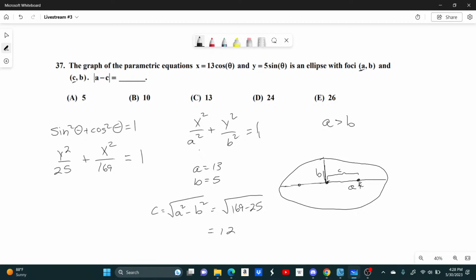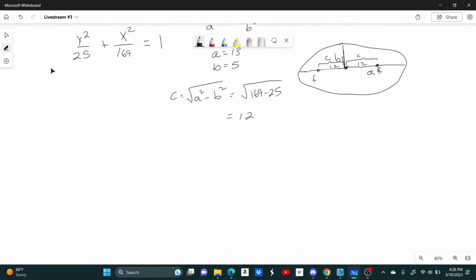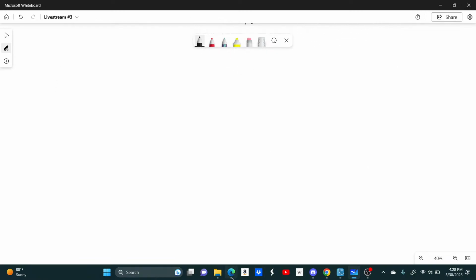But what this is saying is we have two foci, which is true. All ellipses have two foci. In fact, that's how the ellipse is defined. So that length is also c. The distance between A and C: if the distance from the center to this focus is 12, and from the other focus to the center is 12, then the distance between them is just the sum of those two, which is 24. All right, moving on.